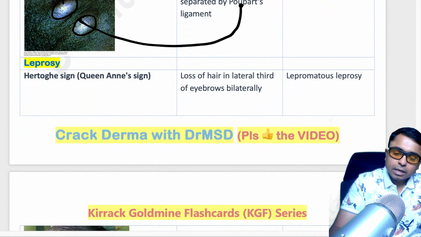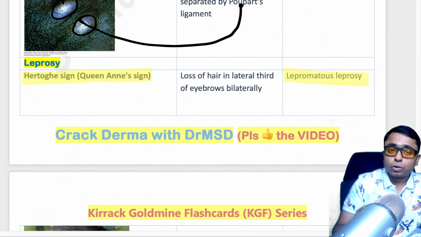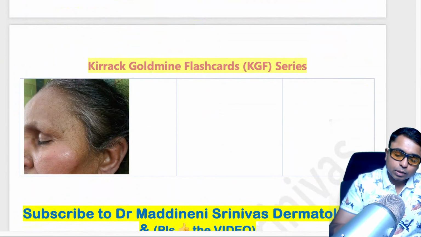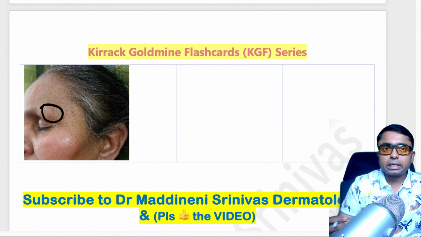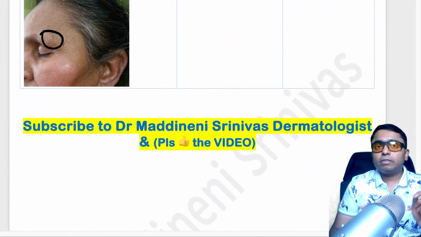In leprosy, in lepromatous leprosy, we are going to have Hertoghe's sign, which is also called Queen Anne's sign, which is basically loss of hair in the lateral third of the eyebrows bilaterally. So here is a patient of lepromatous leprosy. You are able to see Hertoghe's sign, Queen Anne's sign, which is positive.